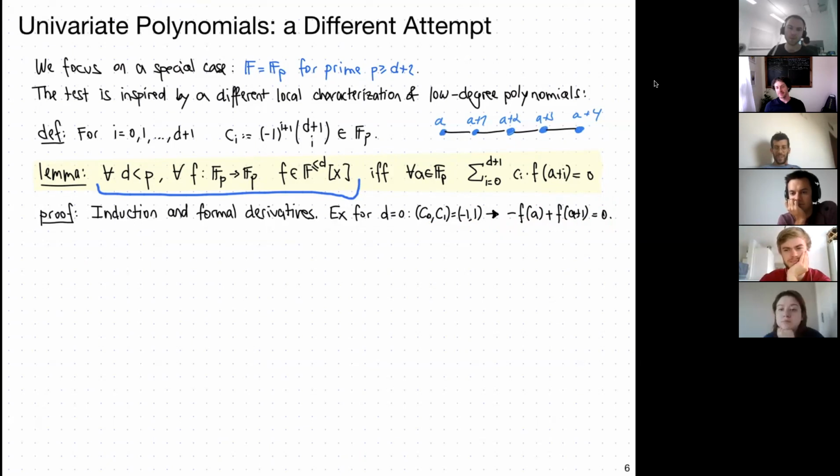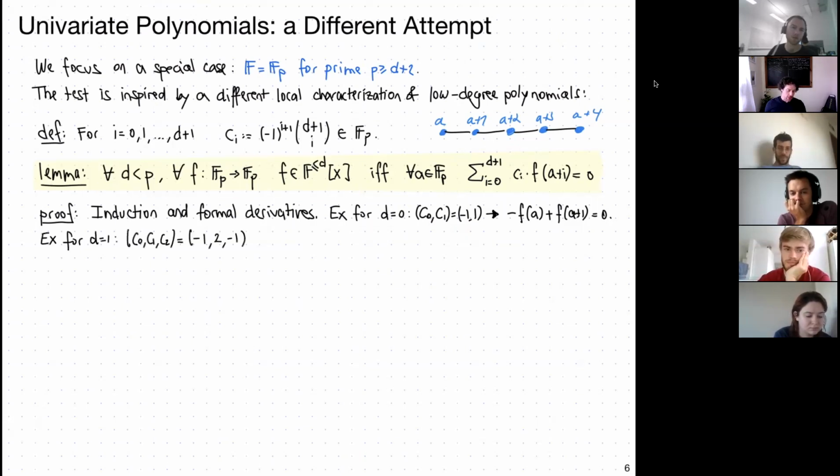It's the derivative, in a very, very degenerate sense, right? I'm looking at f of a plus 1 minus f of a, divided by 1 minus 0, or by a plus 1 minus a. So, fine. We have this thing, and then let's see what happens if we do it for d equals 1.